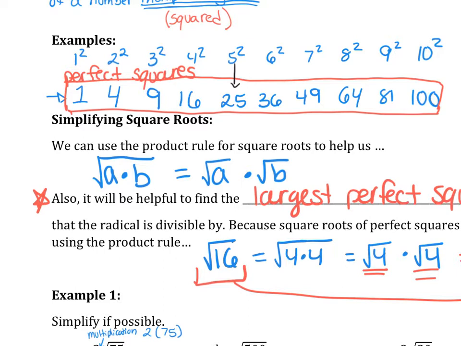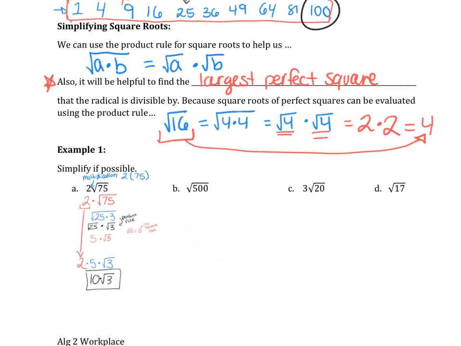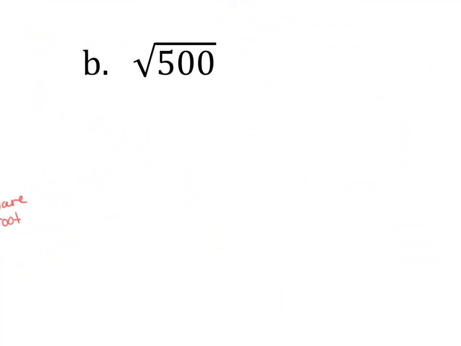10 isn't a perfect square, but 100 is a perfect square. 25 would work too. You would just have to do some extra simplifying after. So that's fine if you want to go through and use 25. You just have to make sure you double check to see if you're simplified. But 100 is a perfect square that also goes into 500. 100 times what gives us 500?